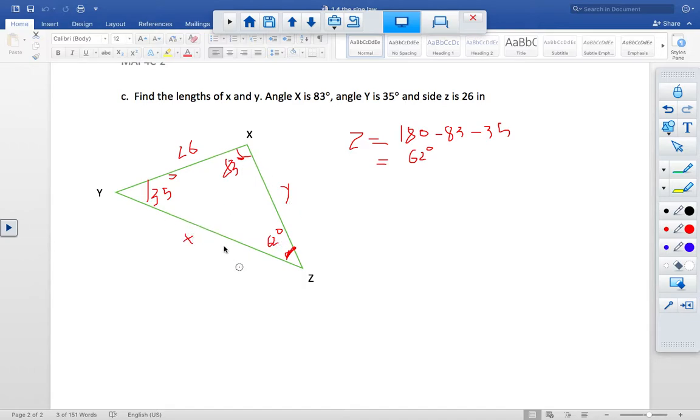So since I'm solving for a side, I have to use x over sine x equals z over sine z. Okay, so if I fill in the blanks, I don't know what x is, over sine 83, equals 26 over sine 62.